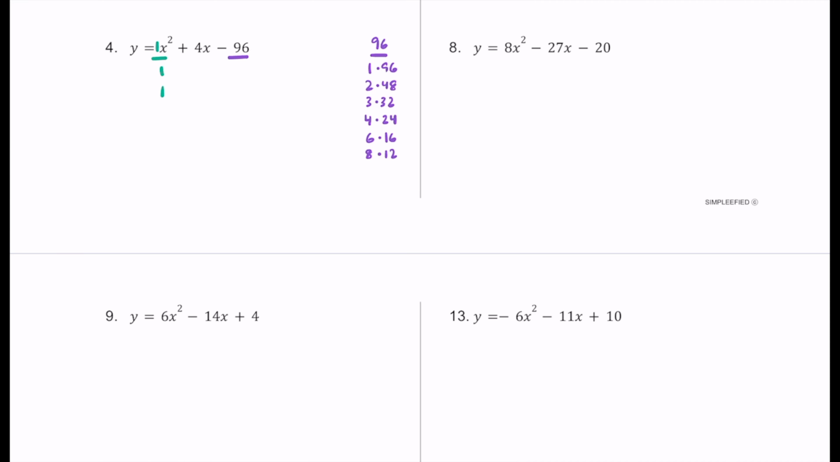Okay, so we're going to go with a -8 and a +12 here because we need a +4. So let's go ahead and pair these up. That's -4x and +12x. That does combine to make +4x.